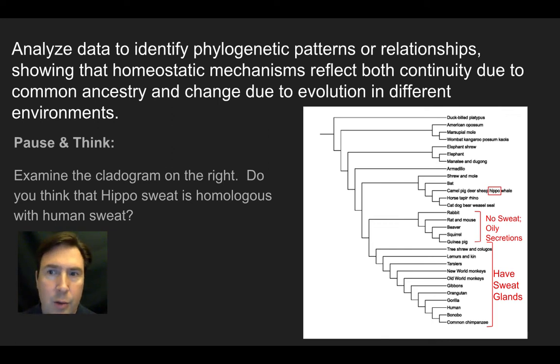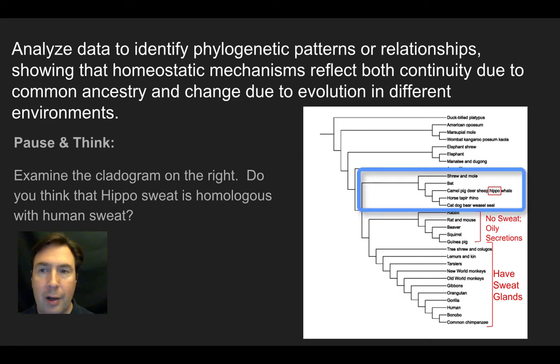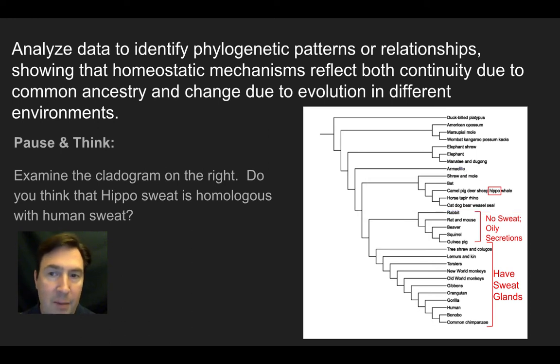The idea that you should have come up with is, I need to know more about the information of this grouping here with the shrews, the moles, the bats, camels, pigs, deer, sheep, horses, rhinos, and that. I need to know more about the rest of this group, because do they produce sweat or do they produce more oily secretions?